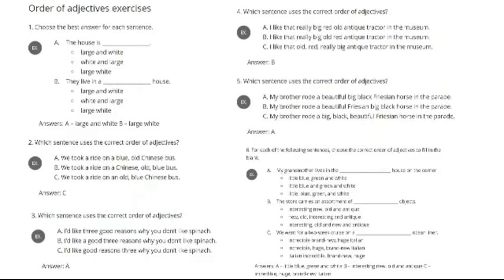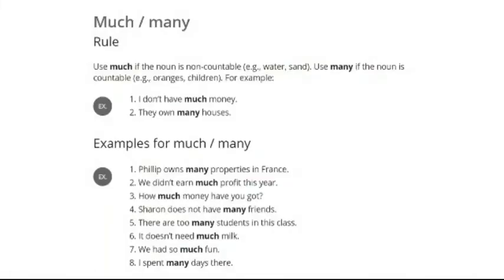Now the next topic is about commonly used nouns. The first one we are talking about is much or many. Rule: use much if the noun is non-countable, for example, water, sand. Use many if the noun is countable, for example, oranges, children. For example, I don't have much money. Next, they own many houses.